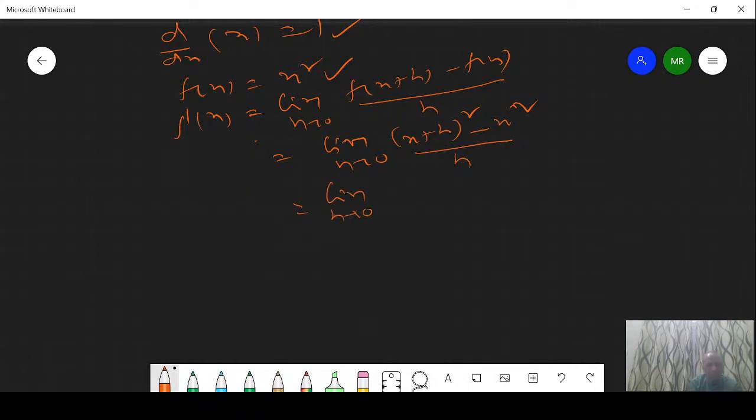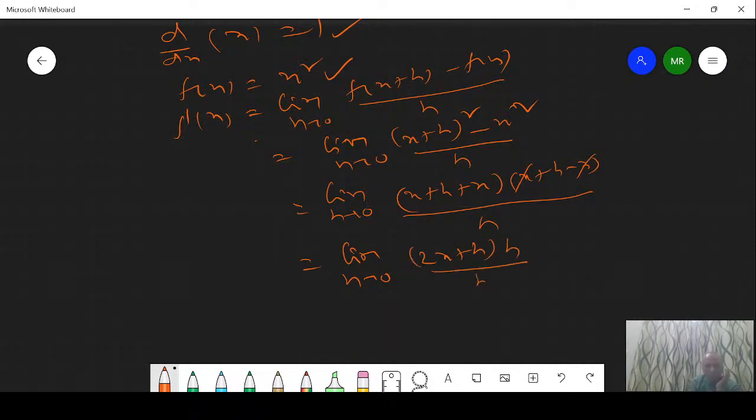Limit h tends to 0. This will be a square minus b square, so a plus b times a minus b: x plus h plus x, into x plus h minus x, by h. Here the x's will get cancelled. This becomes limit h tends to 0 of 2x plus h, into h by h. The h's get cancelled. Apply the limit: 2x plus 0.